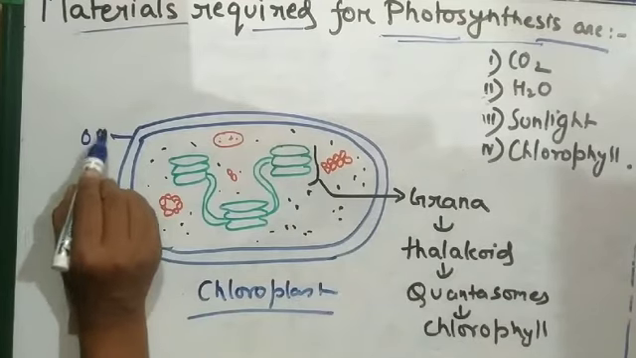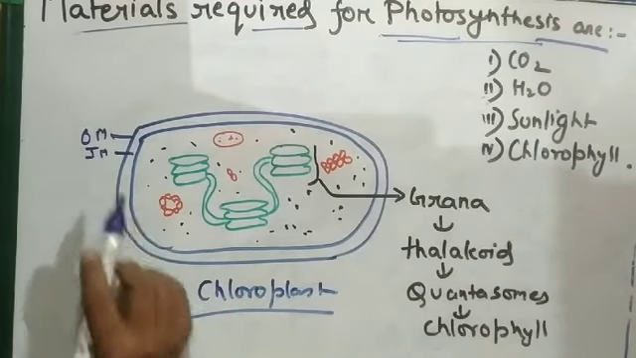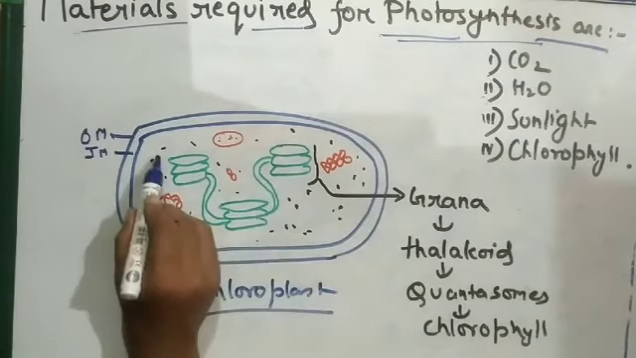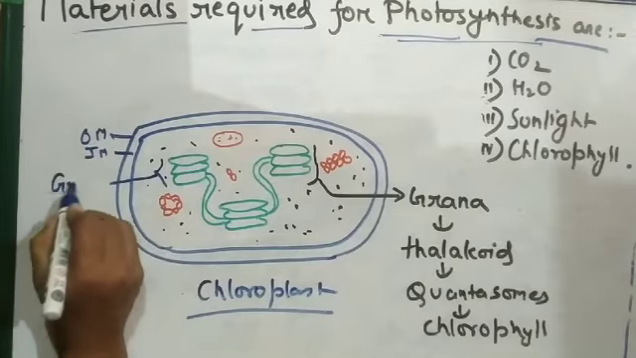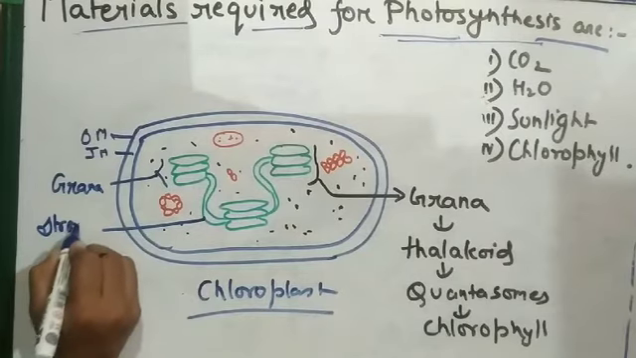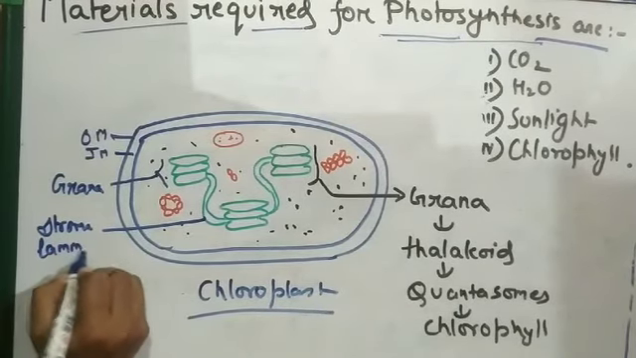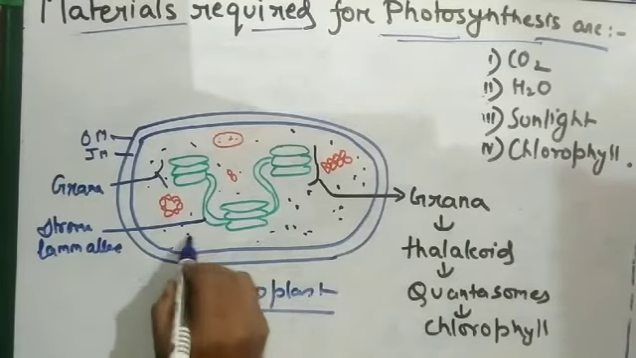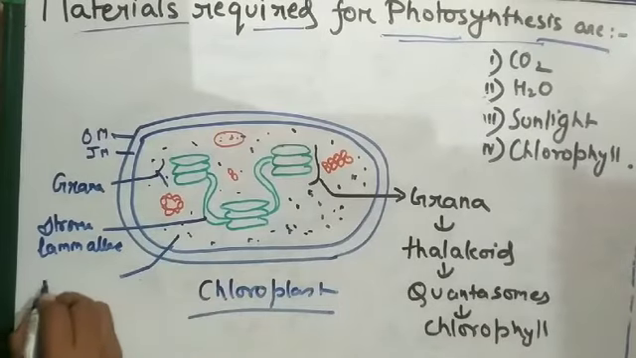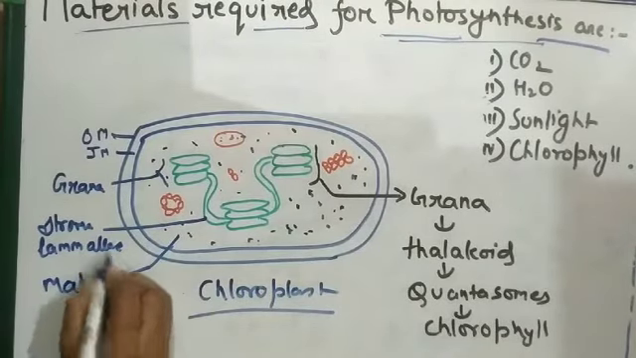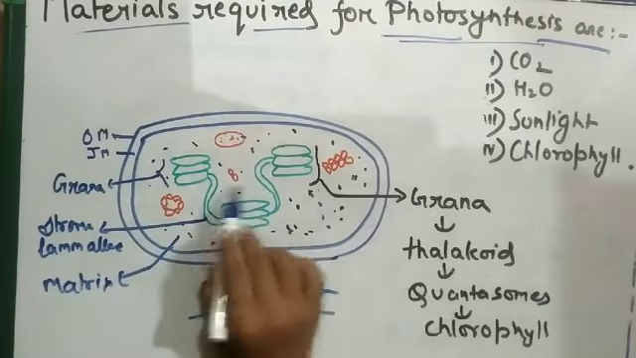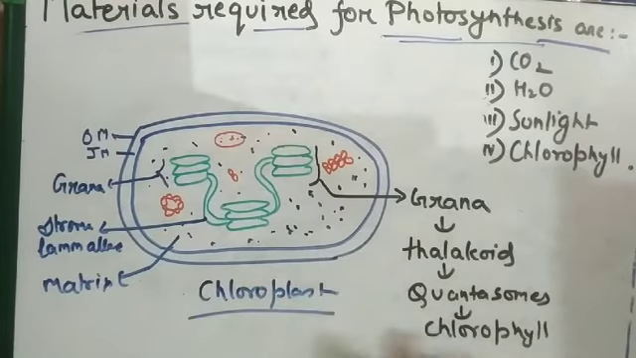This is the outer membrane and this is the inner membrane. It has grana. These are the grana. These grana are joined by the stroma lamellae. And the fluid which is present in the chloroplast is called the matrix. Along with it, it has double-stranded circular DNA, starch grain, ribosomes and polyribosomes. So this is the simple structure of the chloroplast.